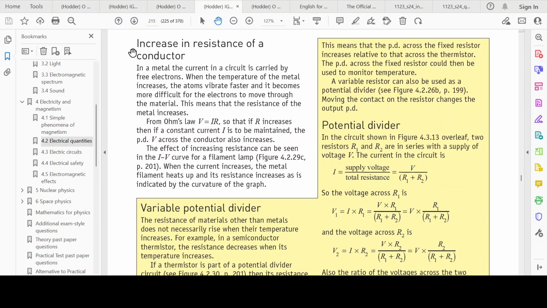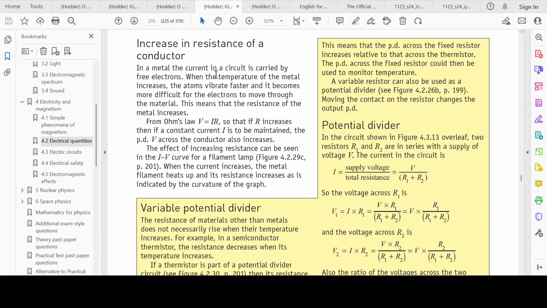And the first thing they mention over here, which we covered, I believe, yesterday, is the increase in the resistance of a conductor when the temperature goes up. Right, and that's because the atoms in the conductor vibrate faster and it becomes more difficult for the electrons to move through the material. And this means that the resistance of the metal increases. So for an ohmic conductor, the temperature rises, the resistance increases.